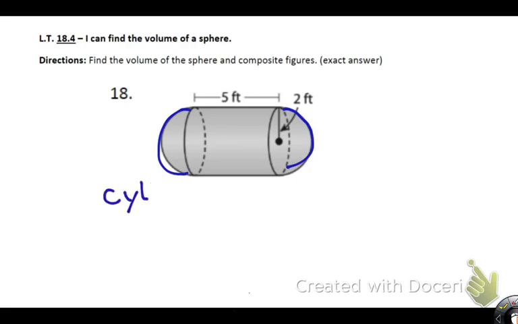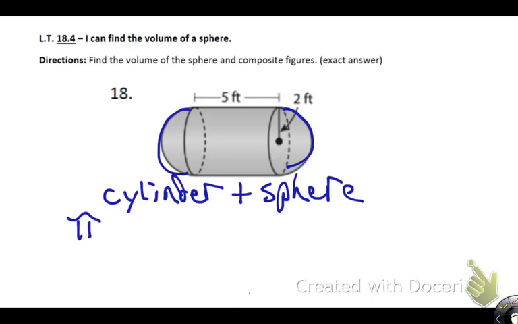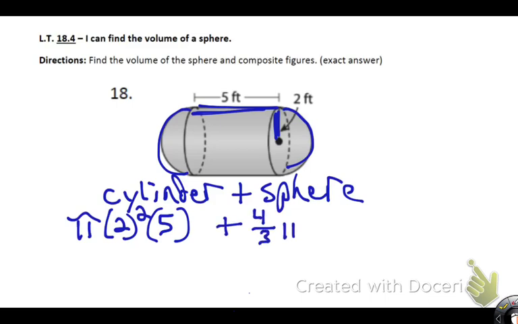All right, so we have cylinder plus sphere. Okay, the cylinder is going to be pi r squared h. So it's going to be pi, the radius, you can see it right here, is 2. So 2 squared times the height. The height's right here, it's 5. And then plus the sphere, so we need that formula, so that's 4/3 pi. The radius is 2, so that's 2 cubed. All right, so we just do the math on this.